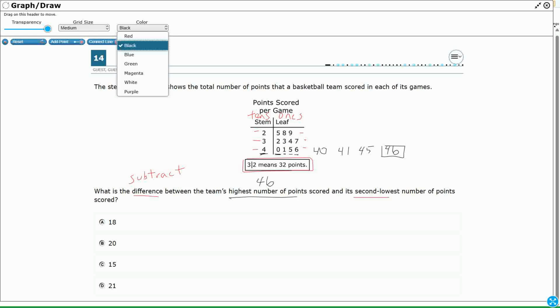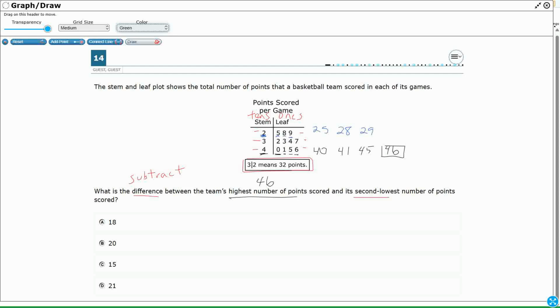Now, let's switch colors. Let's look at our lowest leaf and stem combinations. So a 2 and a 5 represents 25. 2 in the stem, 8 in the leaf, that represents 28. And 2 in the stem, 9 in the leaf, that represents 29.